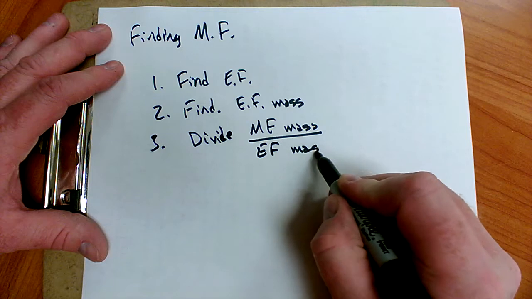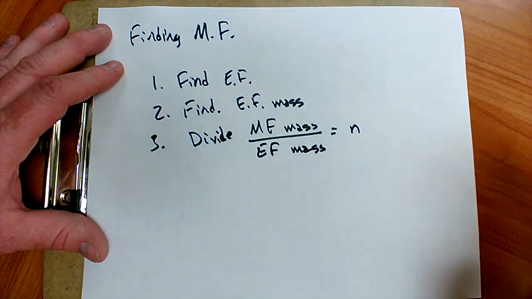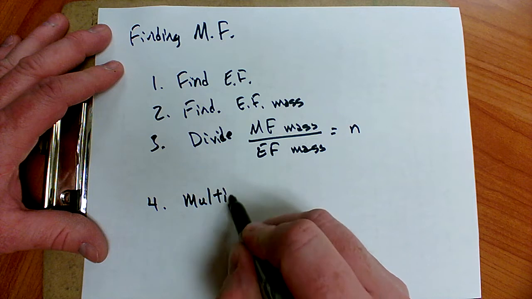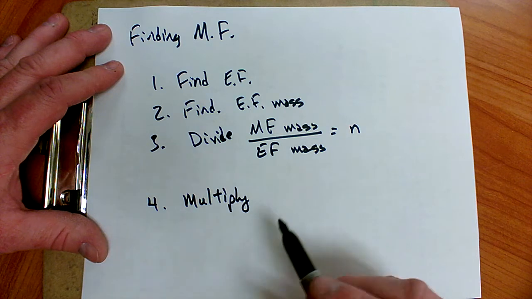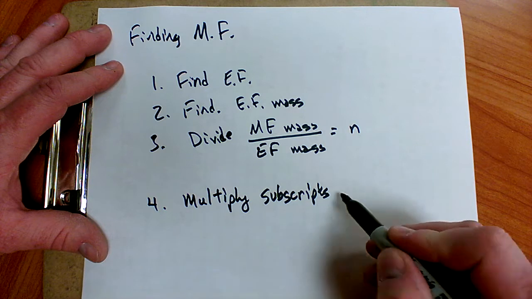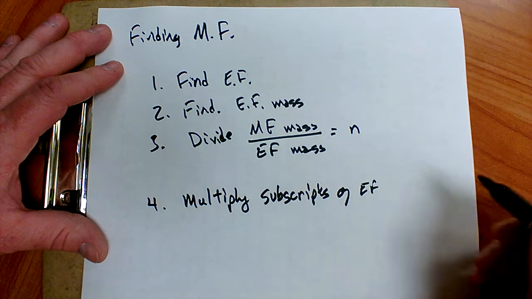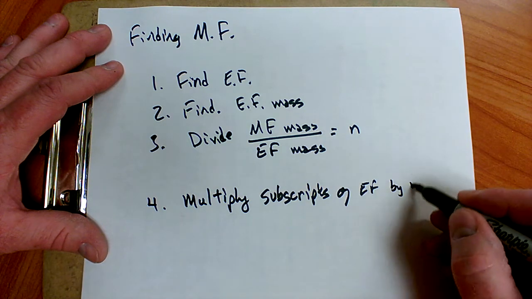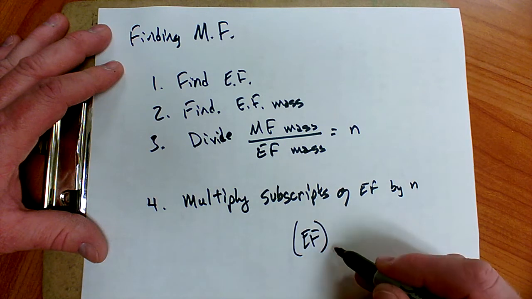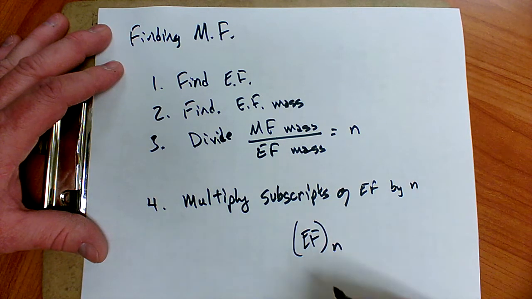That's going to give us a number. I'm just going to call it N for now. And step 4 is to multiply the subscripts of the empirical formula by N. In other words, take the empirical formula and multiply every subscript by N. That will give you then the molecular formula.